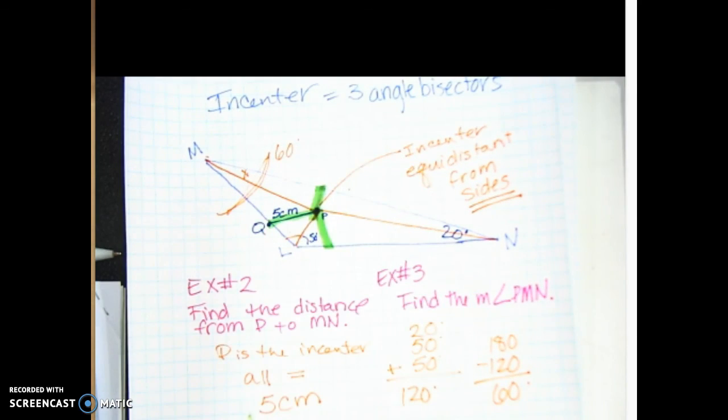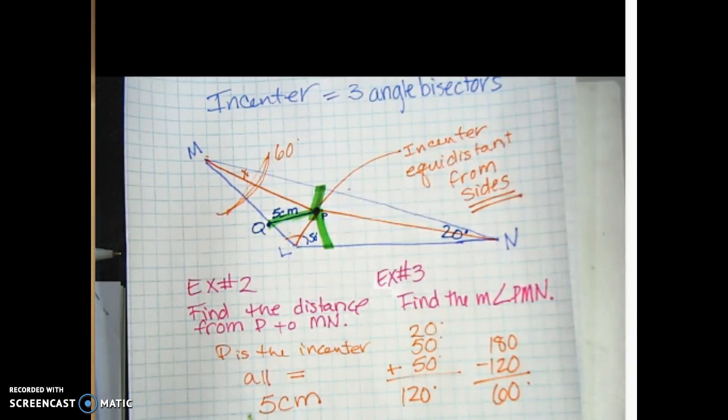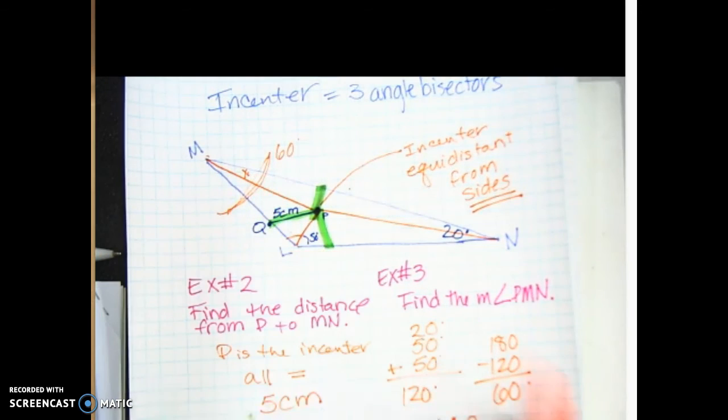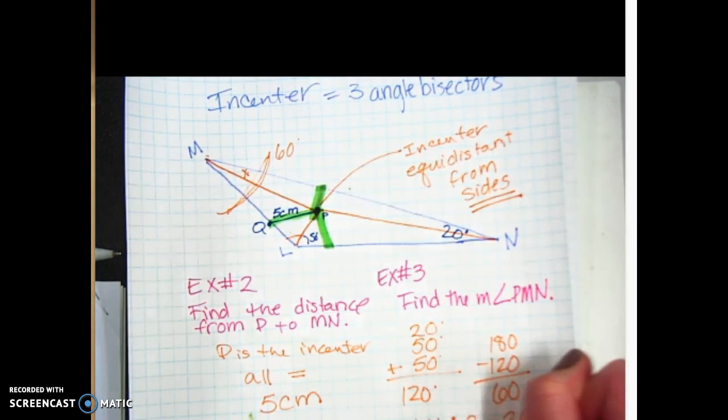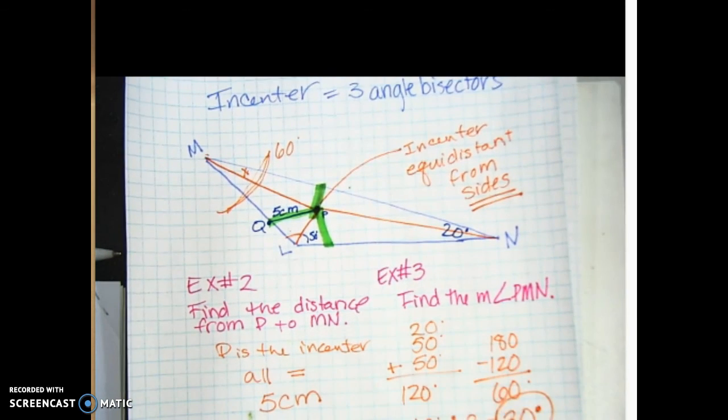So how much is x? 30, right? You have to take that 60 and divide it by 2, because that's the angle bisector, right? That gives us 30 degrees. All right, finish copy.